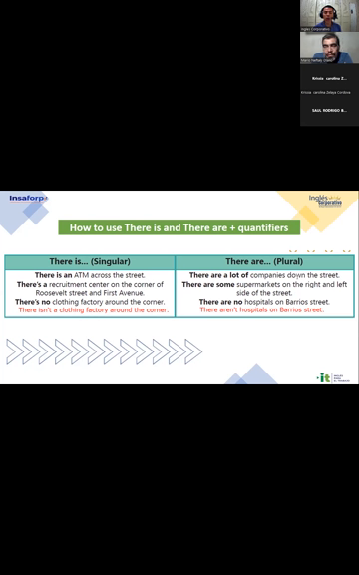There are no hospitals on Barrio Street. There aren't hospitals on Barrio Street. Okay, very good. Now, Claudia, can you help me reading, please? Pay attention to Claudia, class. Listen. Come on, Claudia. There are a lot of companies down the street. There are some supermarkets on the right and left side of the street. There are no hospitals on various streets. There aren't hospitals on various streets.